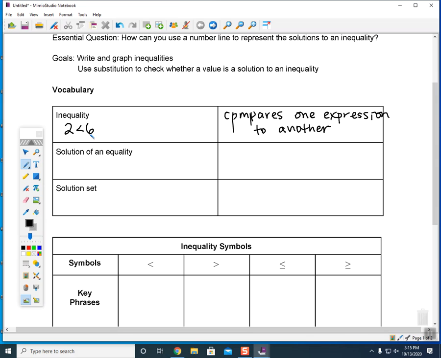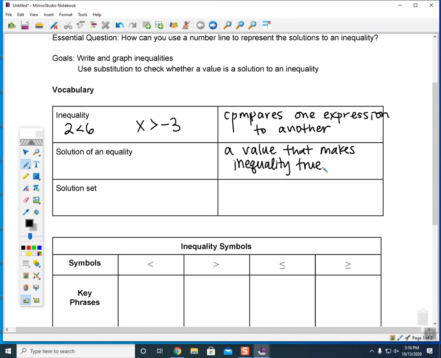The ones that we're going to be looking at are going to be more like x is greater than negative 3, right? I'm comparing x to negative 3. X is greater than negative 3. So an inequality compares one expression to another. My solution of an inequality is a value that makes the inequality true. Okay, so it's just one number that makes the inequality true.